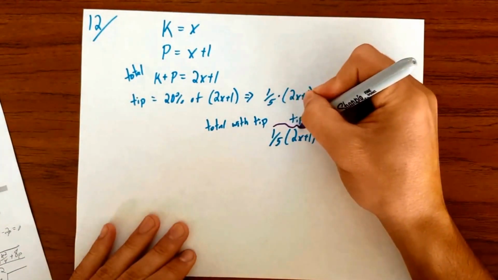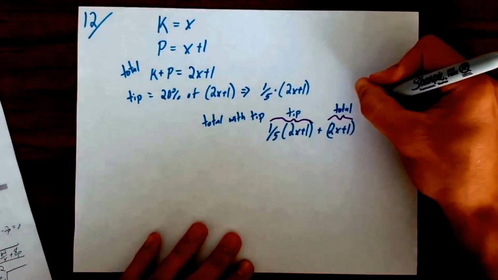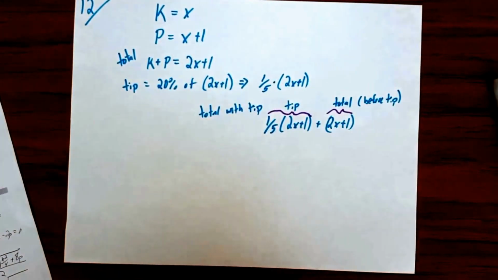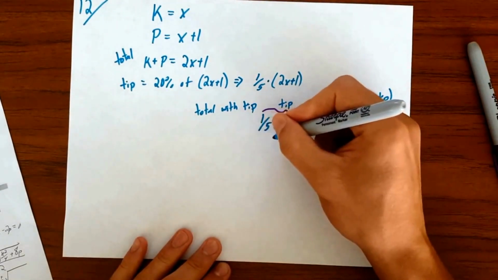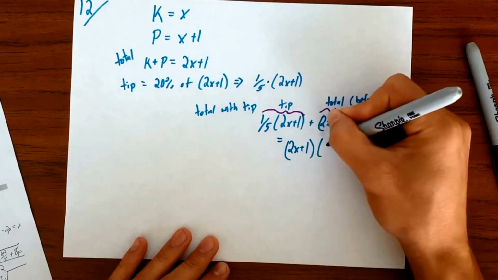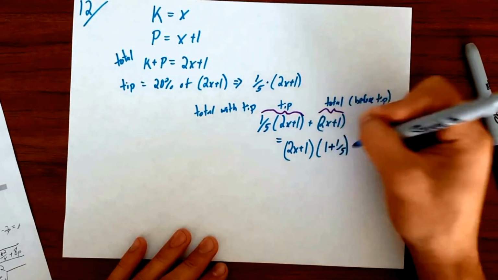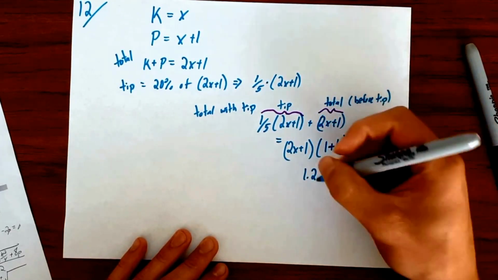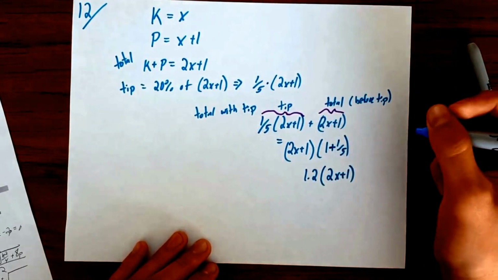Right, so this is the tip, and this is the total before tip. And so if you add these together, you're going to get 2x plus 1 times 1 plus 1/5, which is 6/5, which is 1.2, times 2x plus 1.